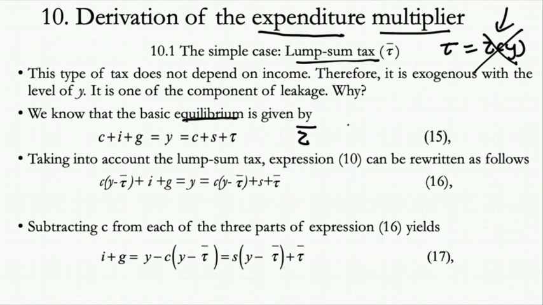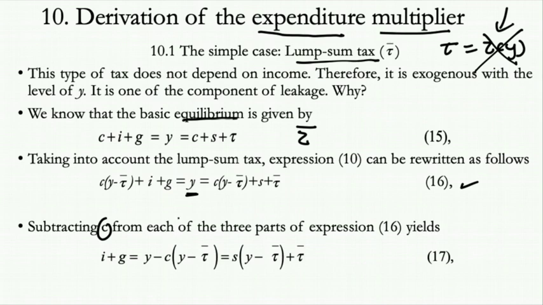So expression 10 that we had previously can be rewritten as this, in 16 here. Right. So we want to subtract consumption from each part here. On the left hand side we want to subtract it, we want to bring it to the right hand side. So we have this. Instead of C plus I plus G, you have I plus G equals to Y. If you look here, this is Y, but because we bring C to the Y side here, we have Y minus C.